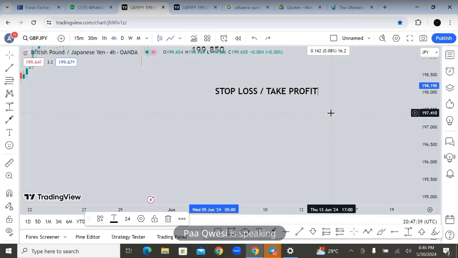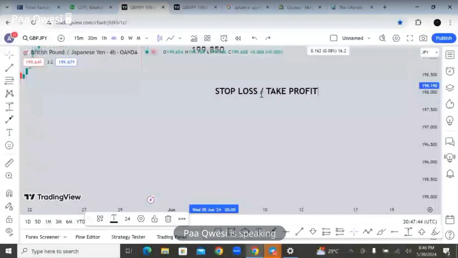So stop loss, when you talk about stop loss, it simply means what? The price. Stop loss price simply means what? The price you are setting in case the market is going against you.